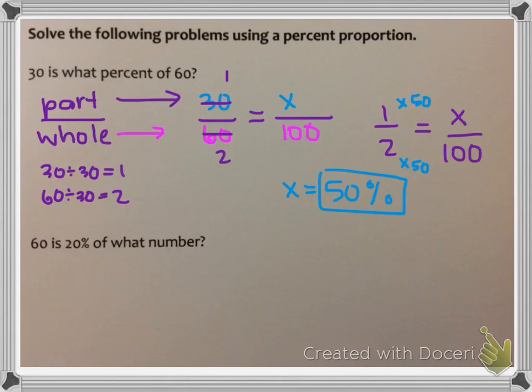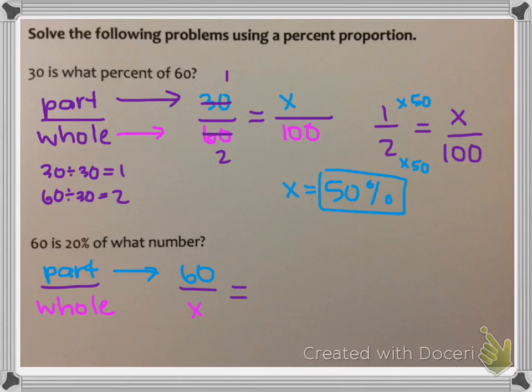Let's try another one. 60 is 20% of what number? Now again, we're going to set up a percent proportion with the part on top and the whole on the bottom. So the part is 60. 60 is 20% of some unknown number. Well, we don't know the whole because that's what we're trying to figure out. We were given the part and the percent, but not the whole. So since I don't know the whole here, I'm going to write an X because that's our unknown value.